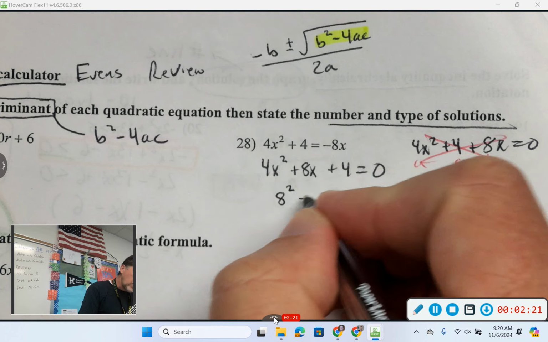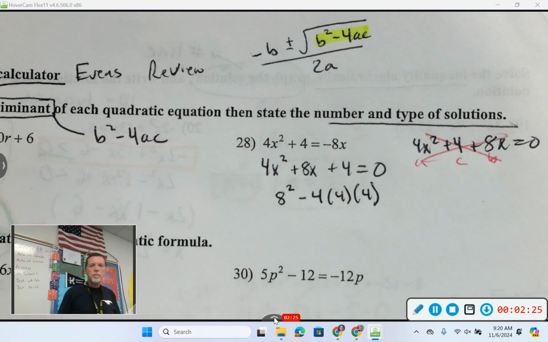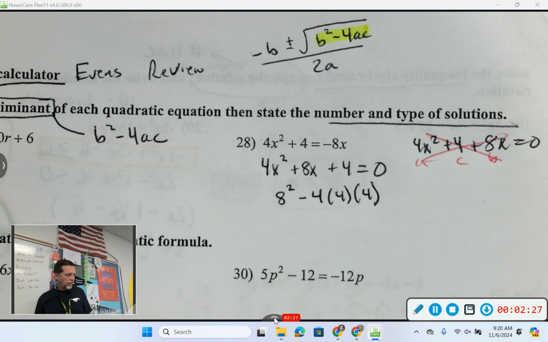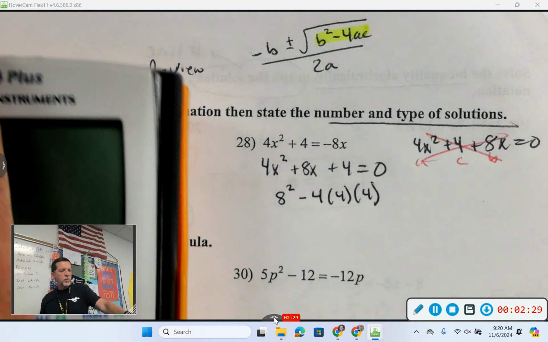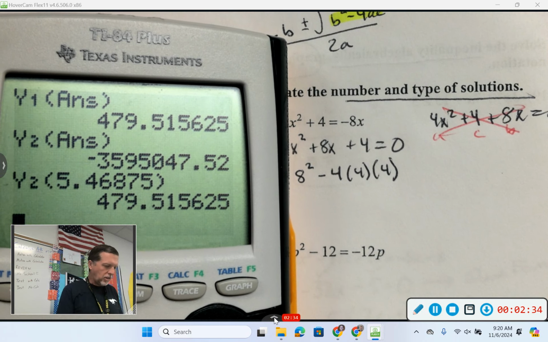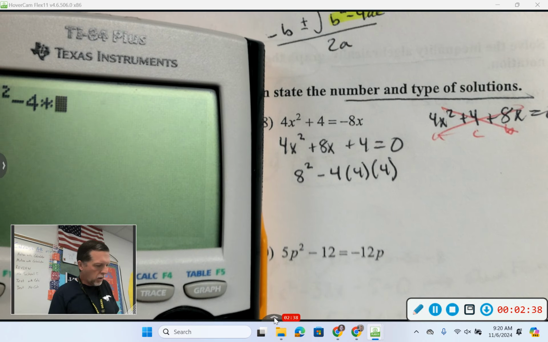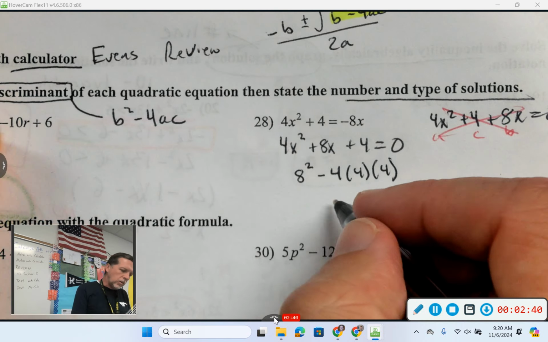So b squared minus 4ac. Oh yeah, this is the calculator part of the test, so no messing up on the calculation stuff or computation stuff. 8 squared minus 4 times 4 times 4 is 0.